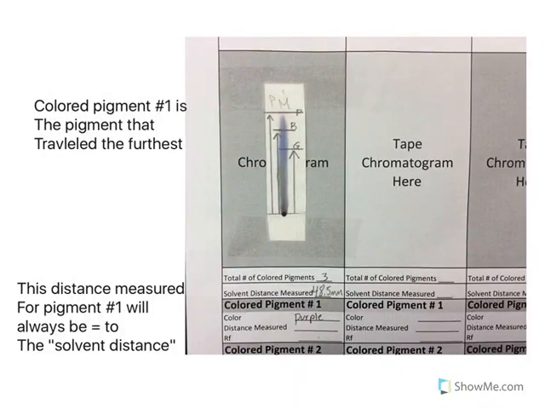So color pigment 1 is the pigment that traveled the furthest. So now I'm going to go ahead and fill out this section down here of my reference library. So the color pigment 1 would be purple, because purple was the pigment that dissolved best in our solvent, which was water, and traveled the furthest up the filter paper. The distance measured for pigment number 1 will always be equal to the solvent distance because they're the same exact thing. So I'm going to go ahead and record my distance measured as the same as my solvent distance, which is 48.5.